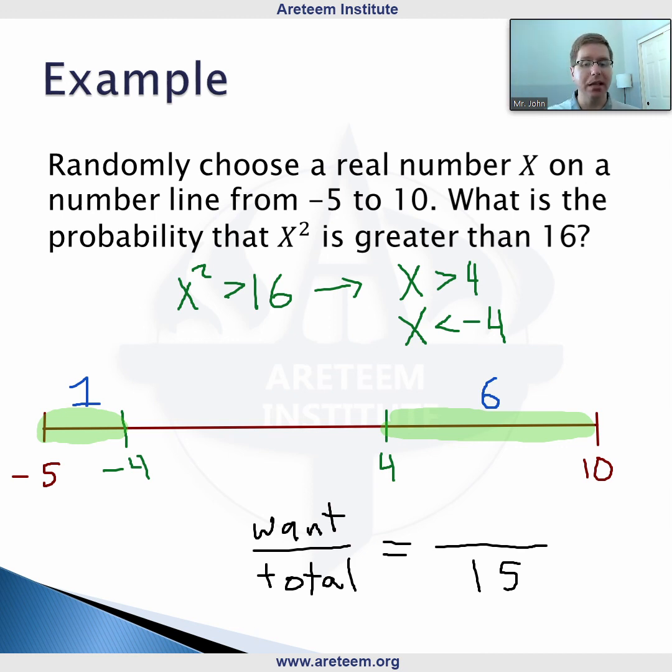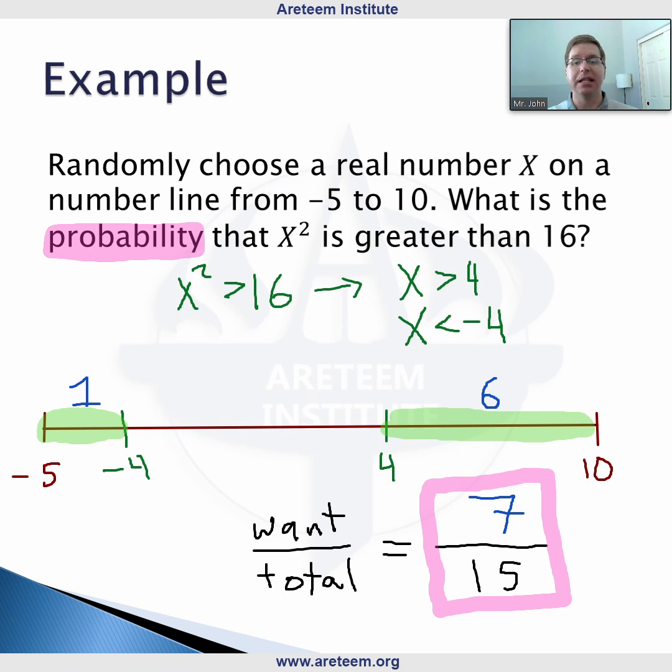Putting those together, we see that 7 in terms of length out of the 15 length is what we want, divided by the total. So this is our probability. You just do this like you're counting almost, except instead of counting, you're measuring lengths. So our probability is 7 out of 15. There's a 7 out of 15 chance that if you pick this number x, x squared is bigger than 16 in this scenario.